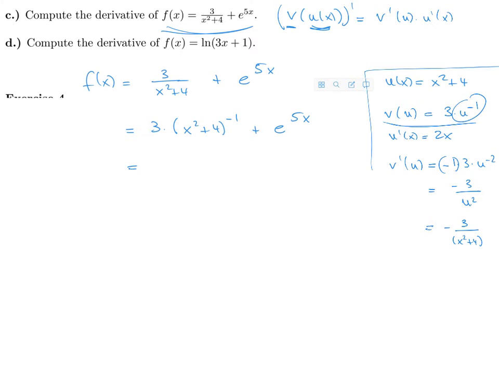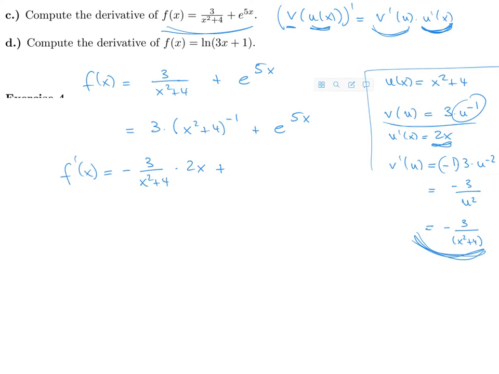Okay, so then we apply this here. So let's start here. So f dash of x, now apply the chain rule to this first term. So the chain rule is then this result here, because it's the first factor here. So this first result, the outer derivative, is minus 3 divided by (x squared plus 4) squared. And then I have to multiply it by the inner derivative, and the inner derivative is just 2x.